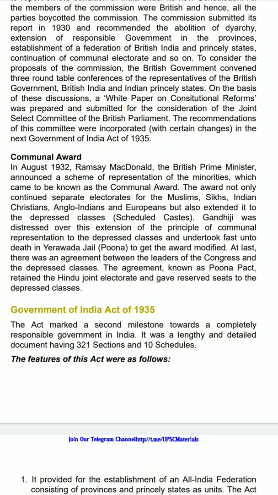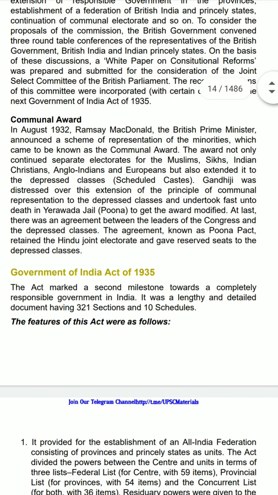Communal Award. In August 1932, Ramsay MacDonald, the British Prime Minister, announced a scheme of representation of the minorities, which came to be known as the Communal Award. The award not only continued separate electorate for the Muslims, Sikhs, Indian Christians, Anglo-Indians and Europeans, but also extended it to the depressed classes, scheduled caste.